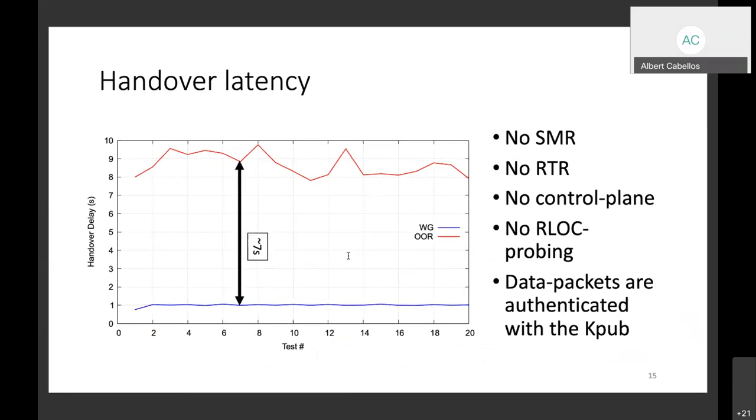And the one which is, I would say, most impressive to me is this one. This is the handover latency between WireGuard plus OOR and OOR, which means that here we are comparing, okay, we have a mobile node, and either we turn off the Wi-Fi and switch to a new Wi-Fi, or we do Wi-Fi to LTE. And then you have to do the whole thing. So with standard OOR, which I would say is the standard LISP, it took on average 8-9 seconds. And with WireGuard, it only takes around one second. And the reason is that you don't need to SMR anyone, you don't need RTRs, you don't need any kind of control plane messaging, you don't need any kind of RLOC probing. And since data packets are authenticated, you can glean the new locator and send as fast as possible.